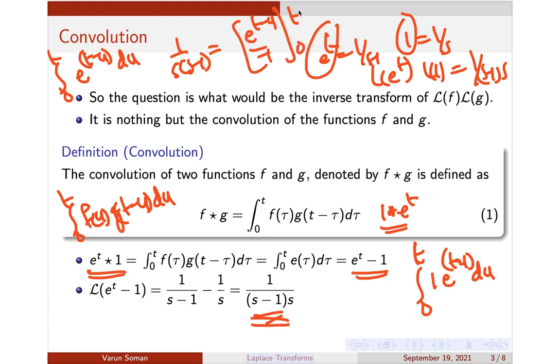When you put u equal to t, you will be getting e raised to 0, minus 1. Then minus the lower limit, so you will have plus here, and if you put u equal to 0, you will be getting e raised to t. So this is simply e raised to t minus 1. Okay, so you can see that e raised to t star 1 and 1 star e raised to t are the same.